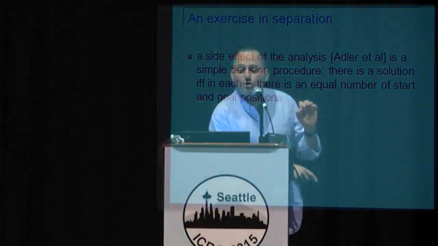If each connected component of the free space has an equal number of start and goal positions, then there is a solution to this motion planning problem. So I assume the separation of 4, and this gives me a very simple decision procedure. And now the question is, does it always hold for any separation distance? And we have shown that it doesn't hold.